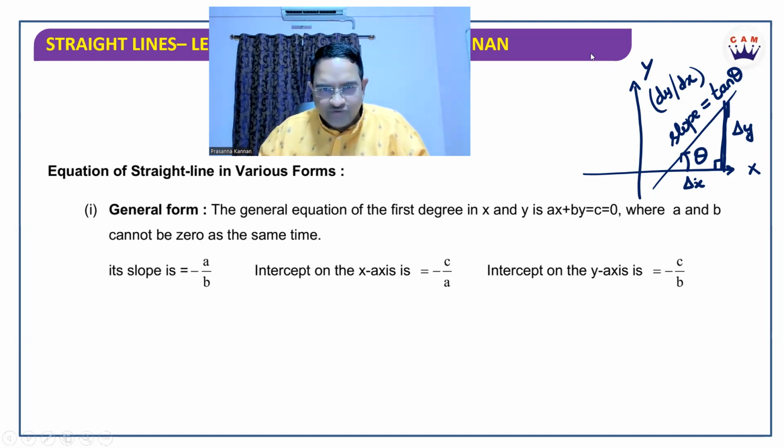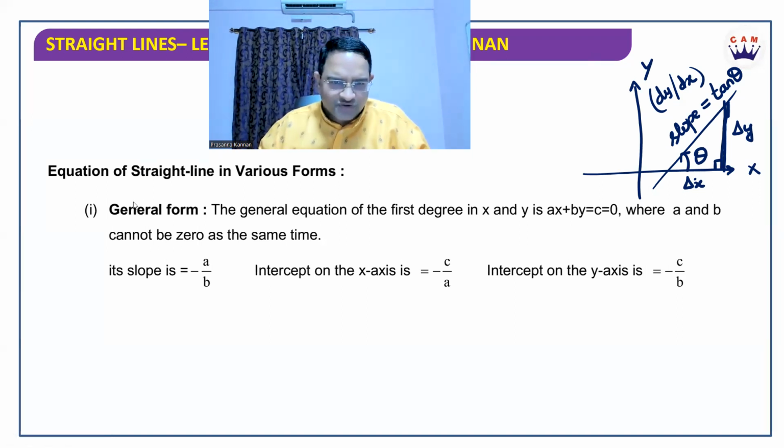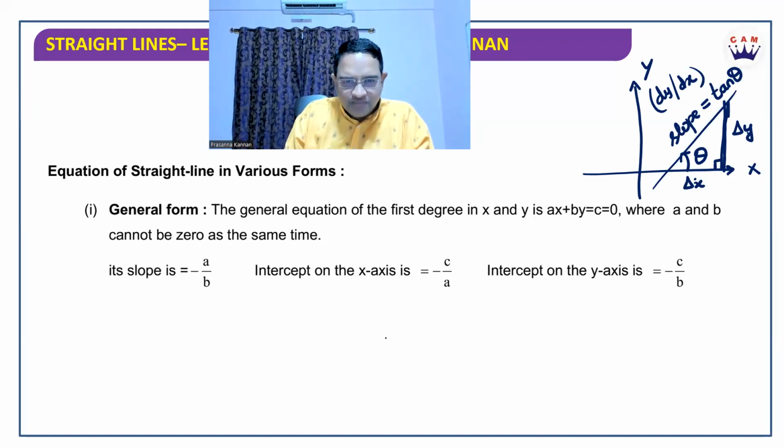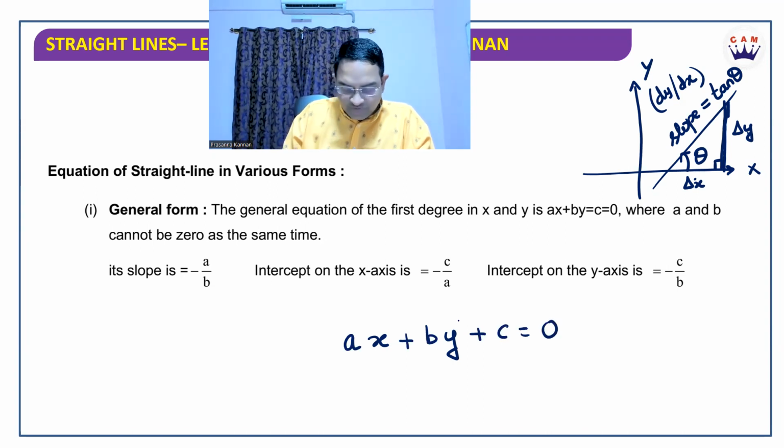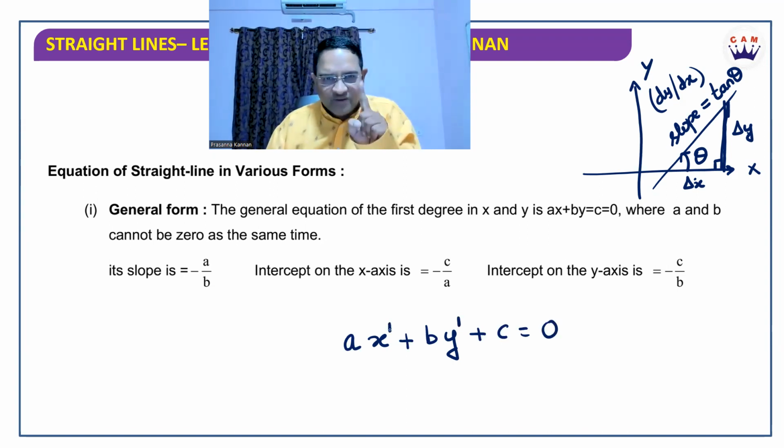Now we move on to the different types of equations of a straight line. The first of those forms is called the general form. A straight line is a first degree equation in x and y, which means it will have an x term, a y term, and a constant. So, some coefficient, ax plus by plus c equal to 0. First degree means the power of x and y will be 1 in case of a straight line.